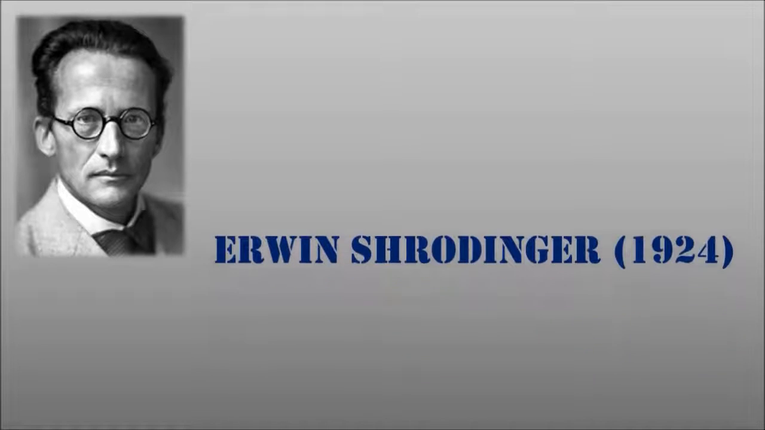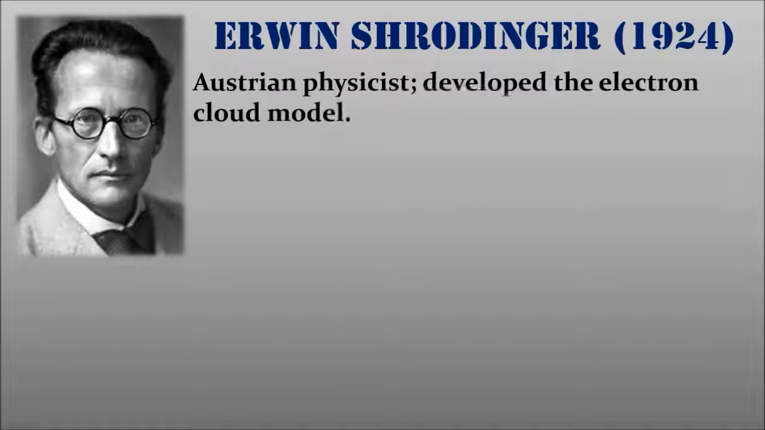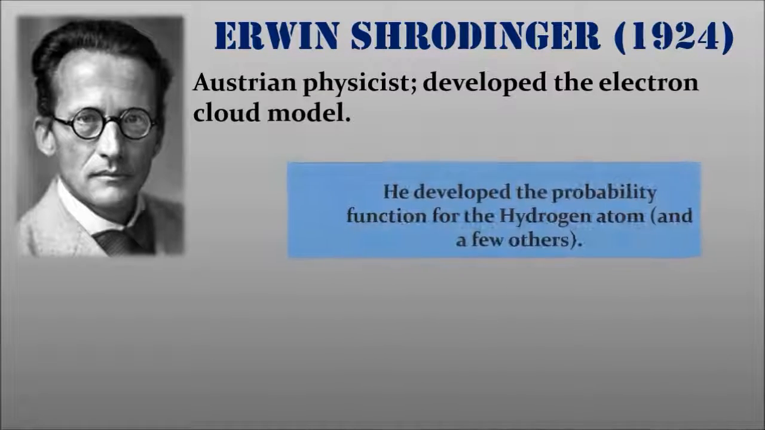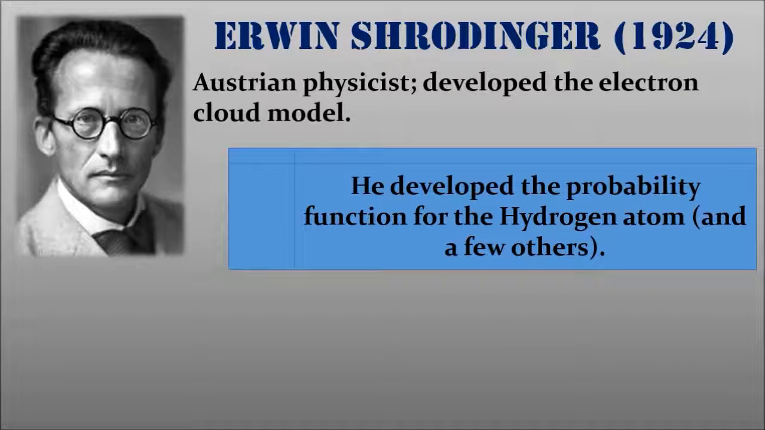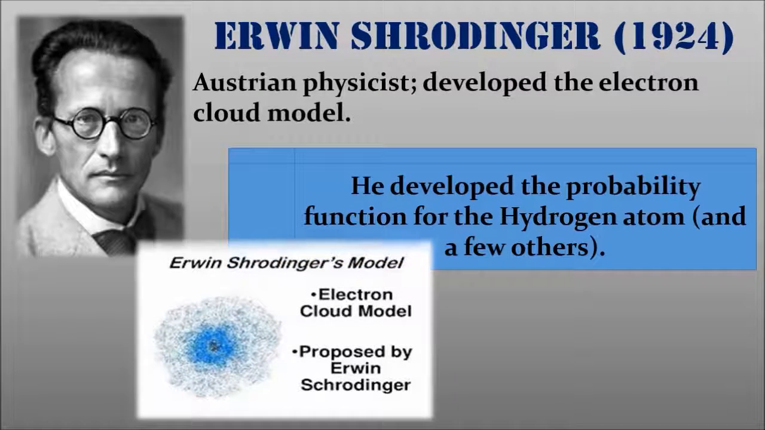Erwin Schrödinger, Austrian physicist, developed the electron cloud model. He developed the probability function for the hydrogen atom. He proposed the Erwin Schrödinger's model or the electron cloud model.